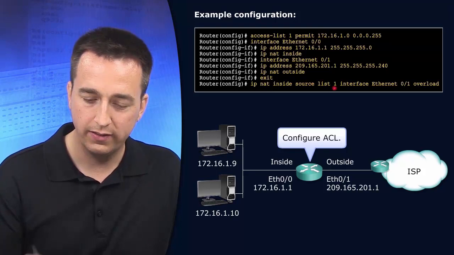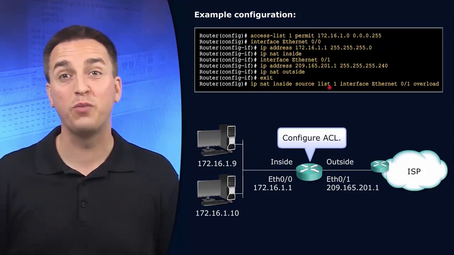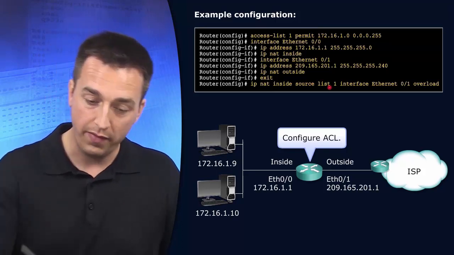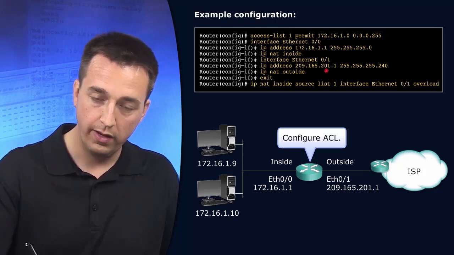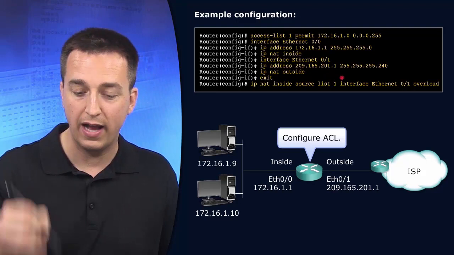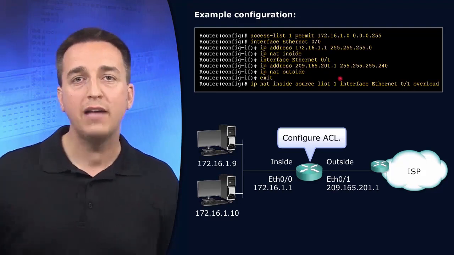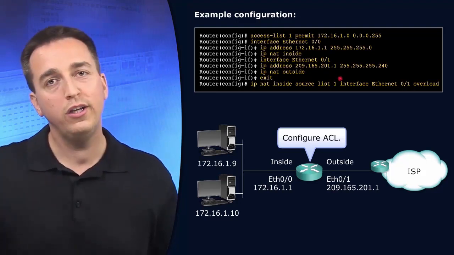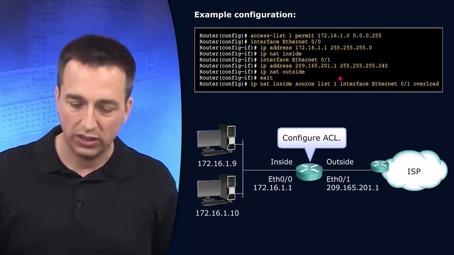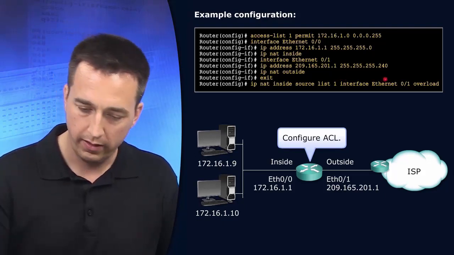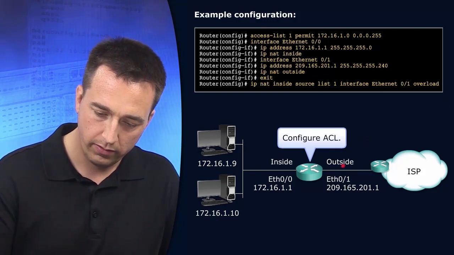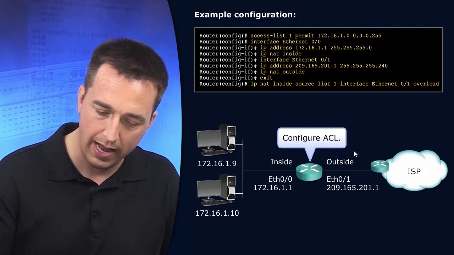List. That's referring to the access control list for the private IP addresses in the example, and that is access list 1 right here. There's the relationship. And then after that, we specify the IP address that we want to use as the public address. But in this case, we're saying interface. Interface Ethernet 0/1. That's our outside interface.